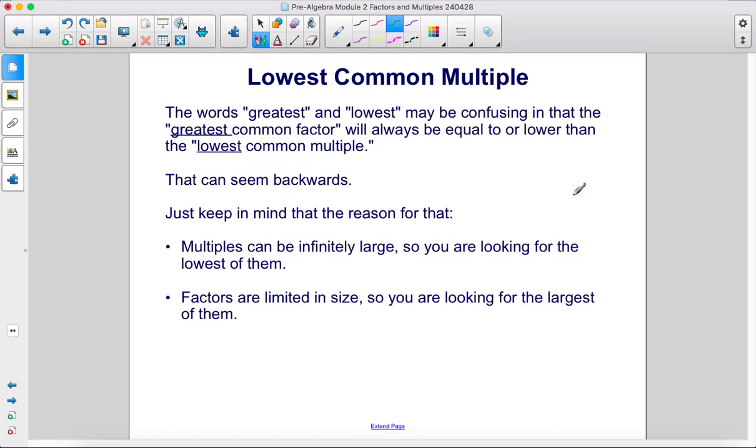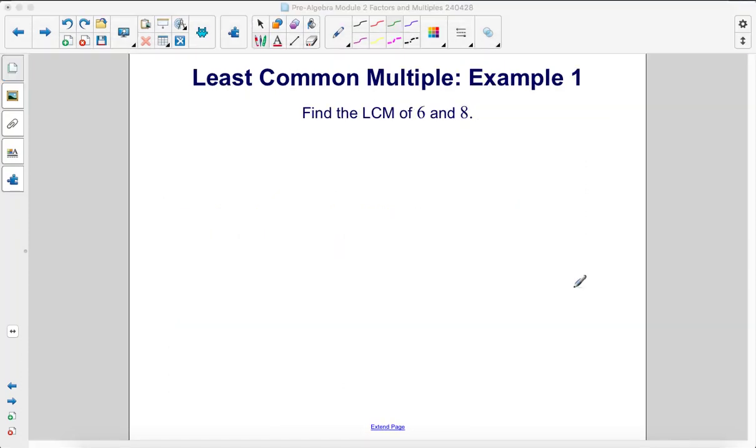The words greatest and lowest may be confusing in that the greatest common factor will always be equal to or lower than the lowest common multiple, and that can seem backwards. Just keep in mind that the reason for that is that multiples can be infinitely large, so you're looking for the lowest of them. Factors are limited in size, so you're looking for the largest of them.